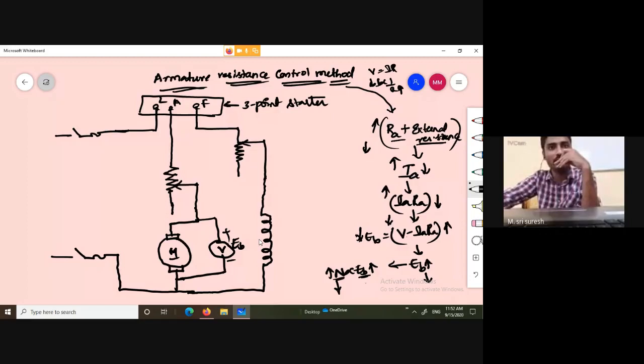What do L, A, F represent? L means line. L is the first terminal of a 3-point starter, connected to the line positive. A means armature. This terminal should be connected to the armature only. F means field. It is connected to the field winding. So you can see these are the 3 terminals. That's why it is called a 3-point starter. It has 3 terminals.